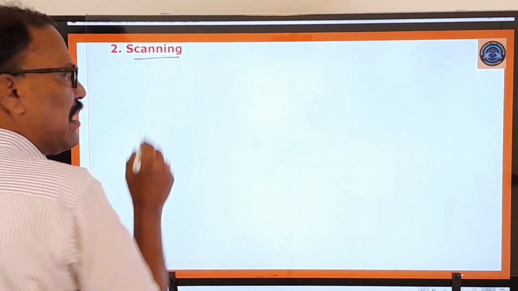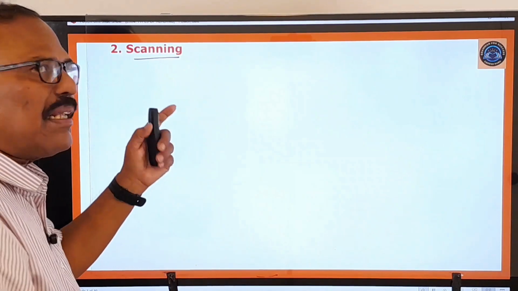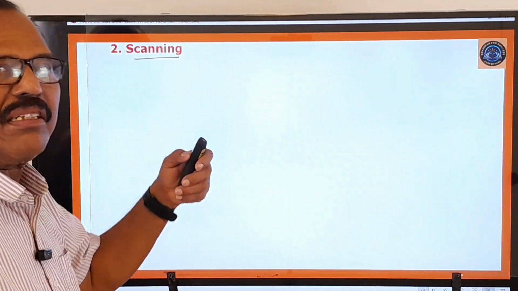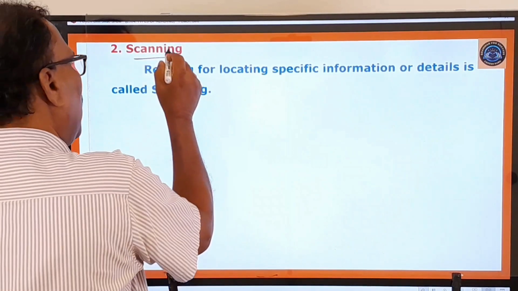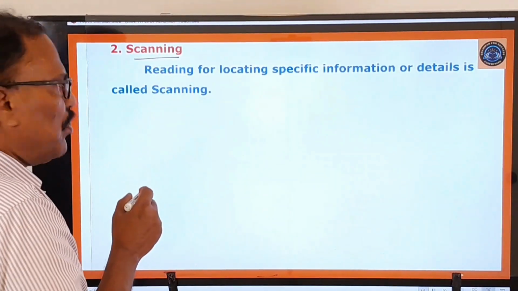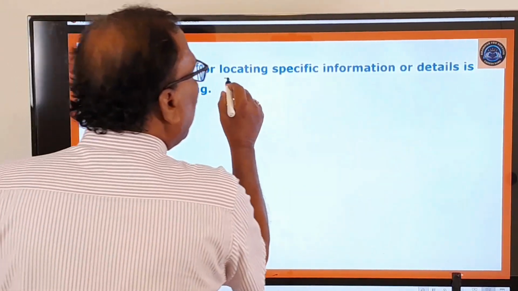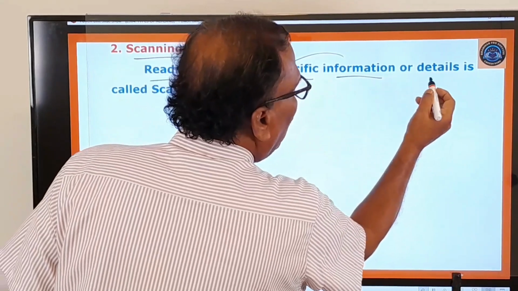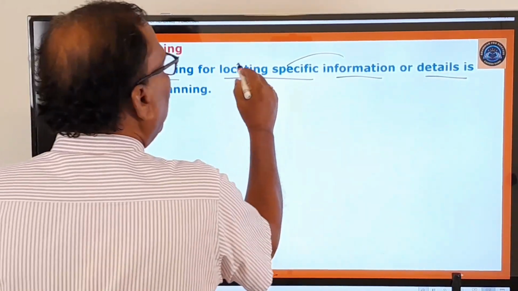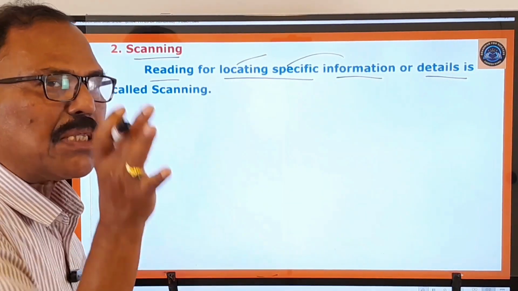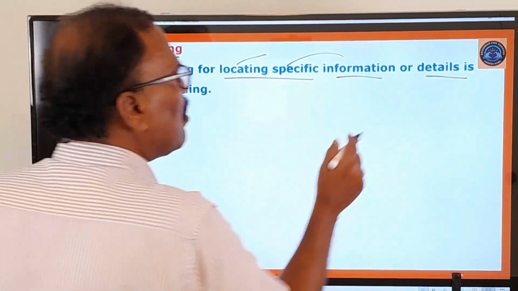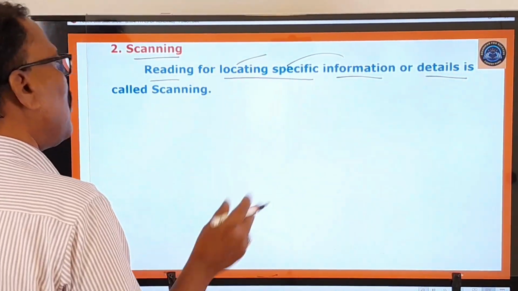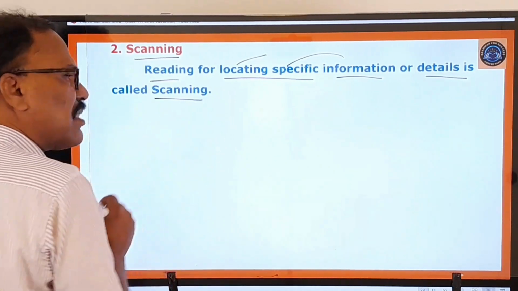Second one, scanning. This is yet another very important type of reading, and here you pay attention. In this variety, we read for locating specific information or details. We read for locating specific information, for definite information and also specific details. So this kind of reading is called scanning.